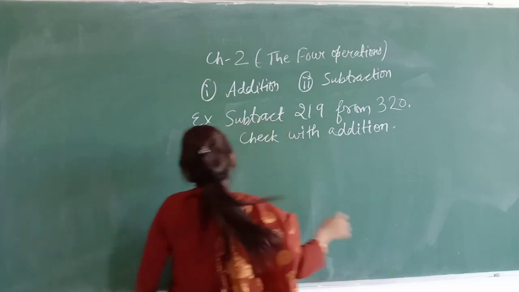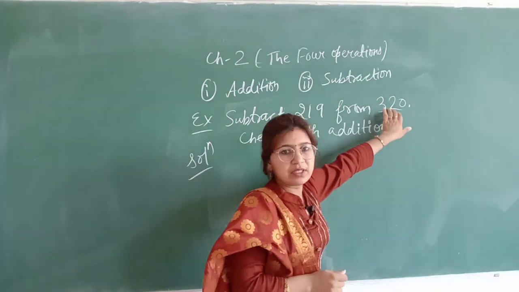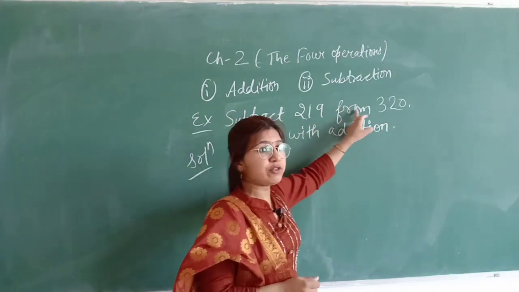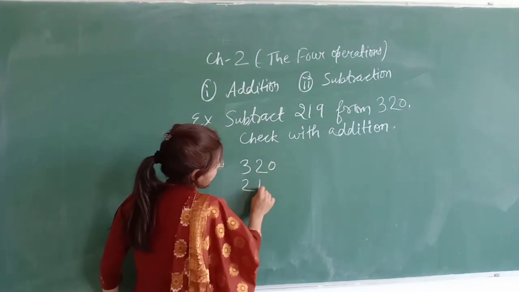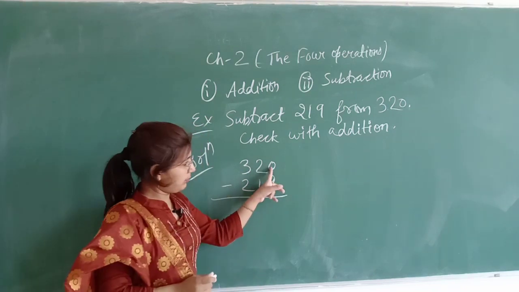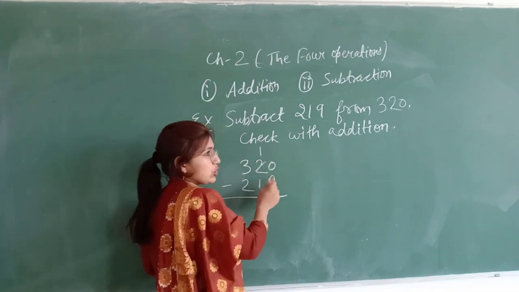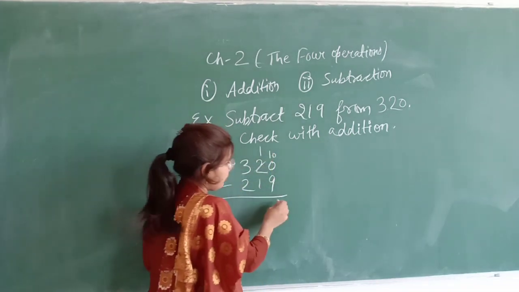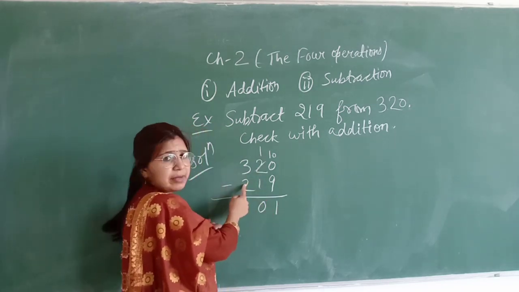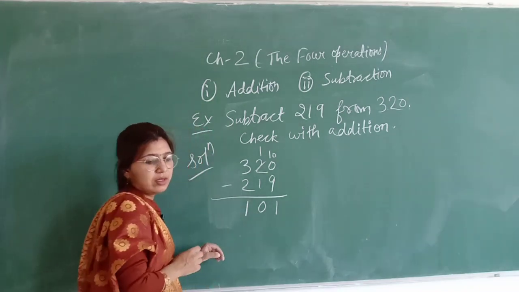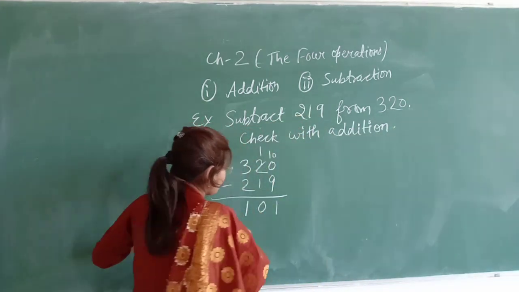Then what do you have to do? In this question, first you have to subtract this from this term. See, you have to subtract 219 from 320. Write it in the form of a column. 320 minus 219. Children, it will ask for a borrow. 0 will ask for a borrow from 2. 2 will become 1 and this 0 will become 10. 10 minus 9 will give you 1, and 1 minus 1 will give you 0. Here see, 3 minus 2 will again give you 1. Children, up to this you have done the question. It is your required answer.